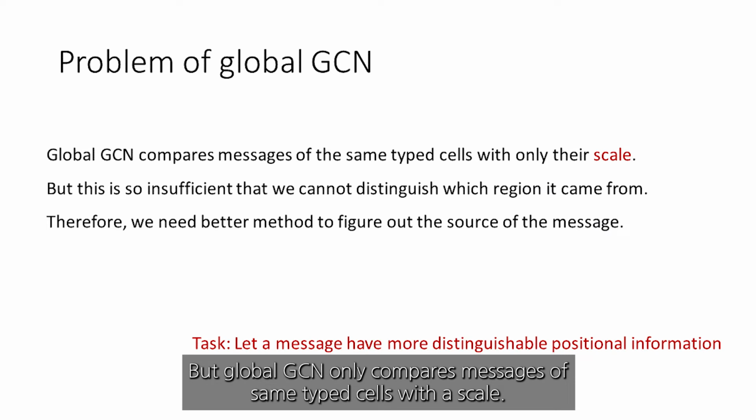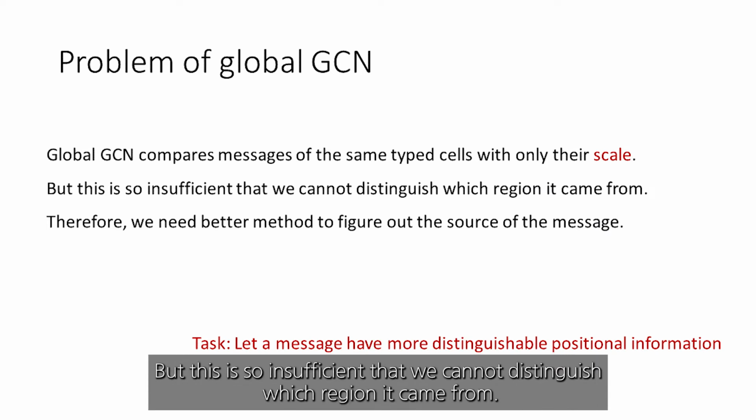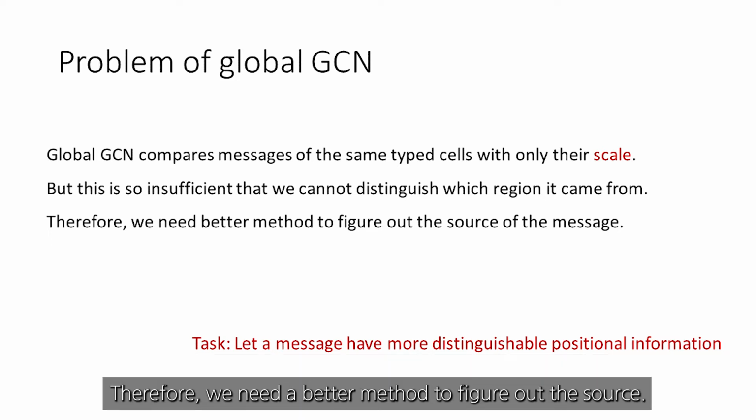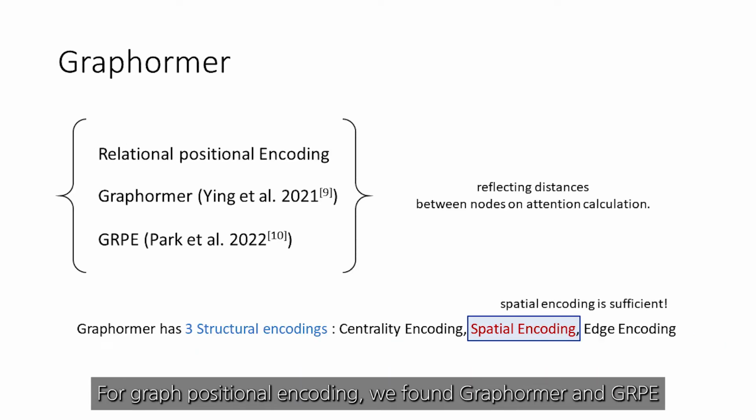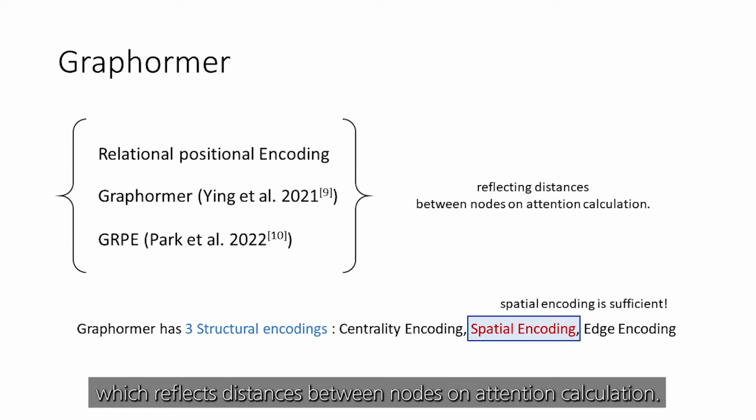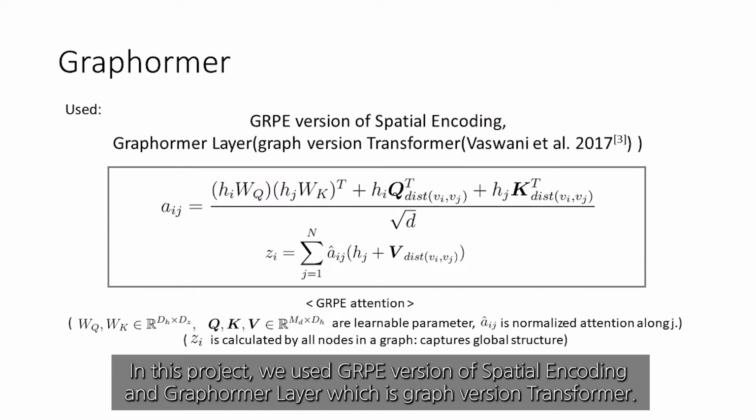But global GCN only compares messages of the same type to cells with a scale. This is so insufficient that we cannot distinguish which region a message came from. Therefore, we need a better method to figure out the source. For graph positional encoding, we found GraphFormer and GLPE, which reflect distance between nodes in the attention calculation. In this project, we used the GLPE version of spatial encoding and the GraphFormer layer, which is a graph version of the transformer.